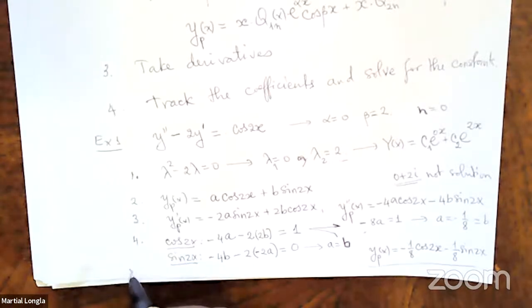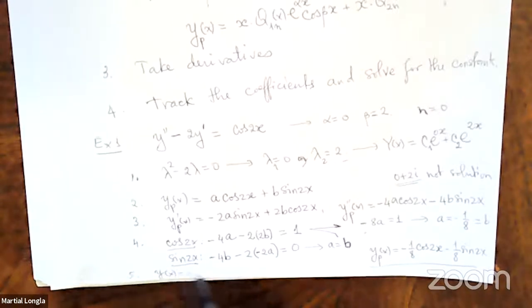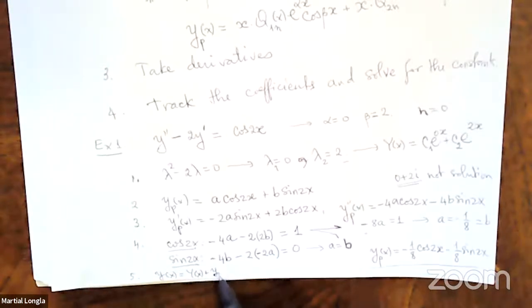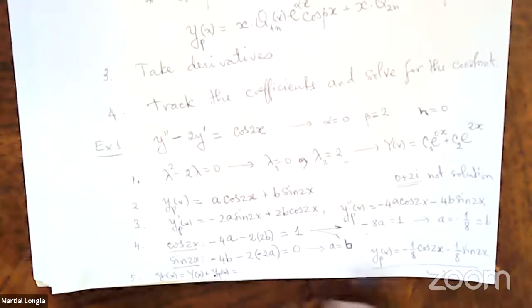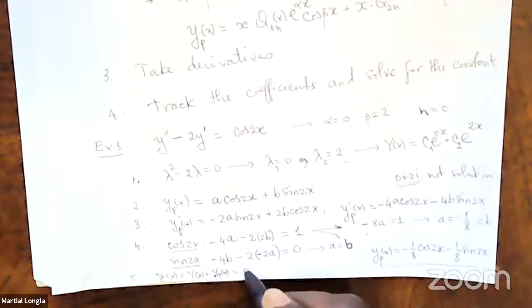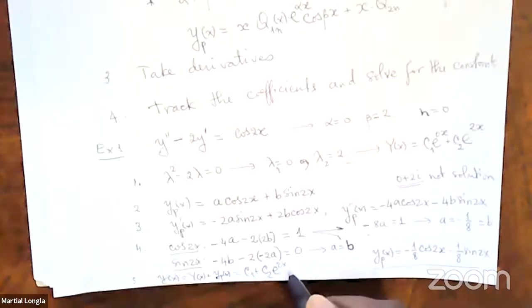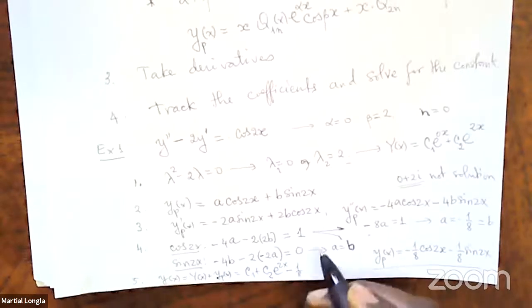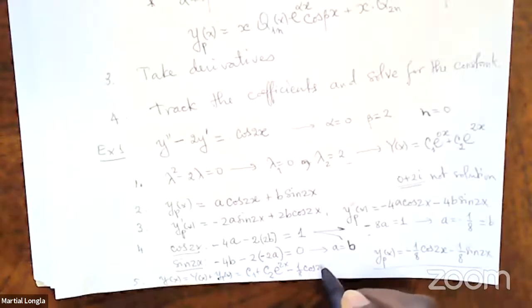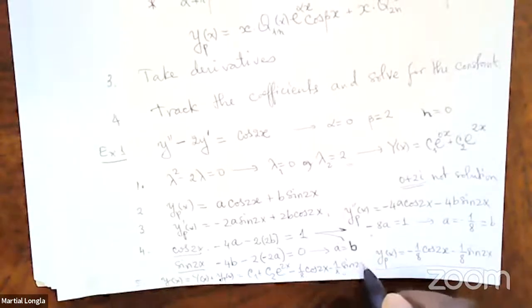And now you get to write the solution of the problem. Y of x equals capital Y of x plus yp of x. Capital Y of x is found in the first step. So that's C1 plus C2 e to the 2x plus yp, which is minus 1/8 cosine of 2x minus 1/8 sine of 2x.